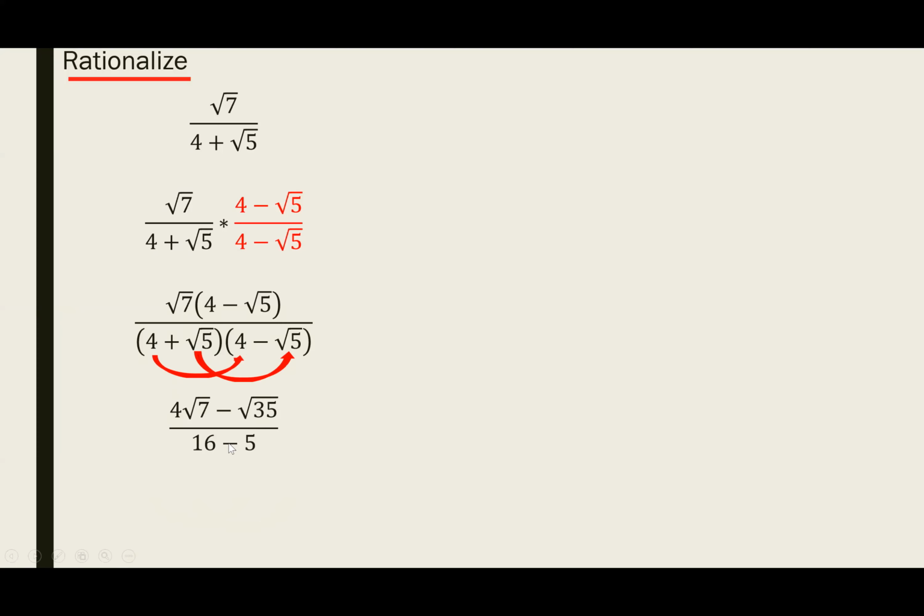Square root of 5 times square root of 5 will give you minus 5 on the outside, because square root of 5 times square root of 5 gives you square root of 25, and a square root of 25 is basically 5 on the outside. And once you have that, 16 minus 5 gives you 11. So this is your answer, ladies and gentlemen. There's nothing you can simplify. 7 does not contain a perfect square, and 35 does not contain a perfect square. So this is our answer.